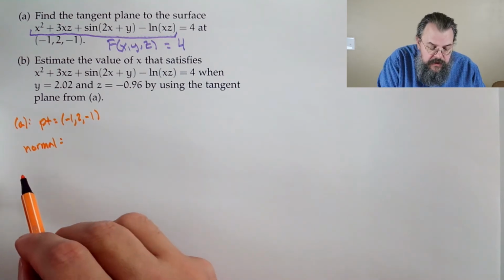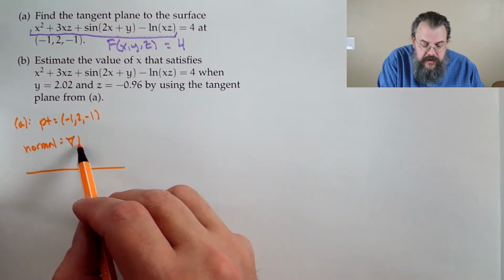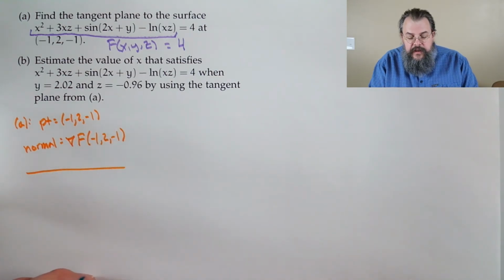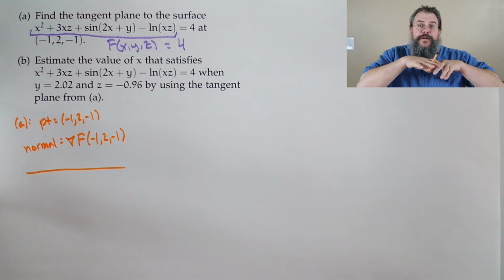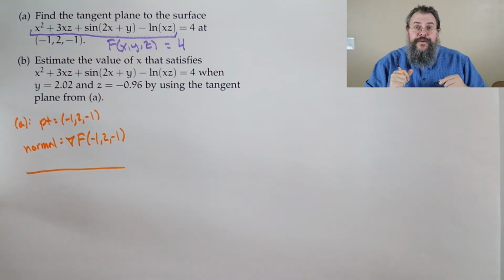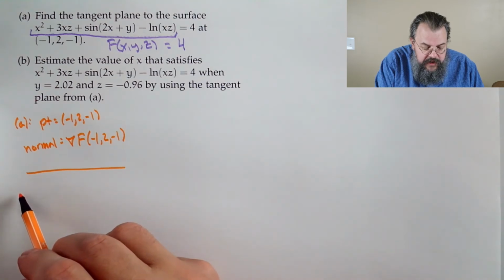So to get the normal, we say, okay, that's going to be the gradient of f at minus 1, 2, minus 1. Because that's how we can find it. We see what's going on is we have this nice surface that's really like a level surface. And the gradient is perpendicular to our level surface. So we start by taking our gradient.